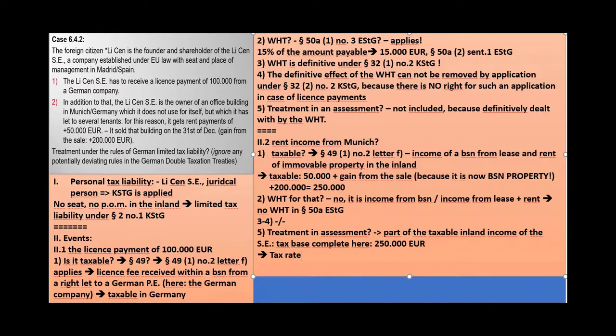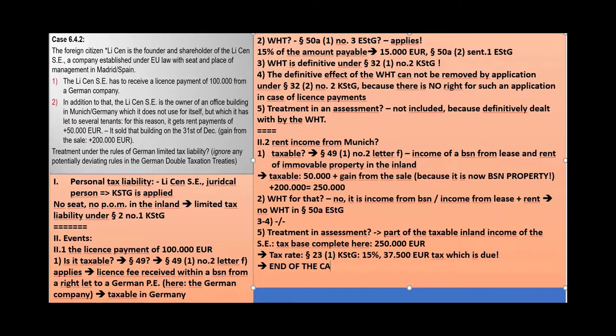Well, tax rate 23.1 KStG. You will learn that in the business taxation lecture. 15%, that is just by coincidence the same rate as the withholding tax has, but this is a coincidence, so never mix these two things up. And if I am allowed to take a look at a calculator, 15%, because it's late now, I don't want to make a mistake. 37,500 euro is the tax which is due. End of the case.